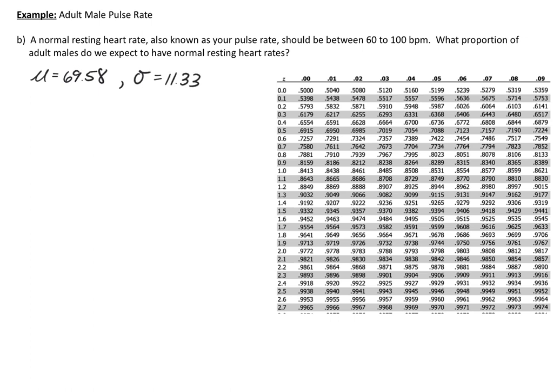So again, my advice to you is anytime that you know that you have data or a random variable that's normally distributed, make a sketch of a bell-shaped curve. Mark or label the center of the distribution with the mean value, which here is 69.58 beats per minute. And this picture will help you answer any questions dealing with proportions or probabilities.